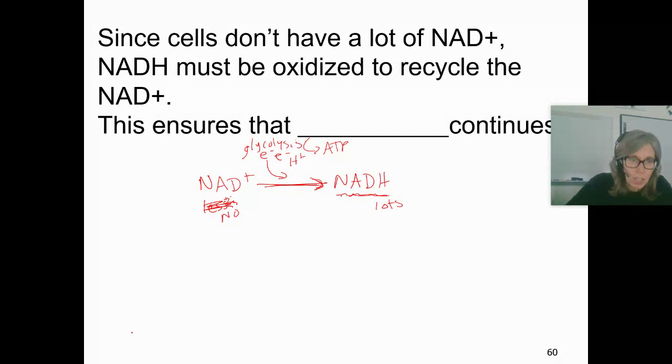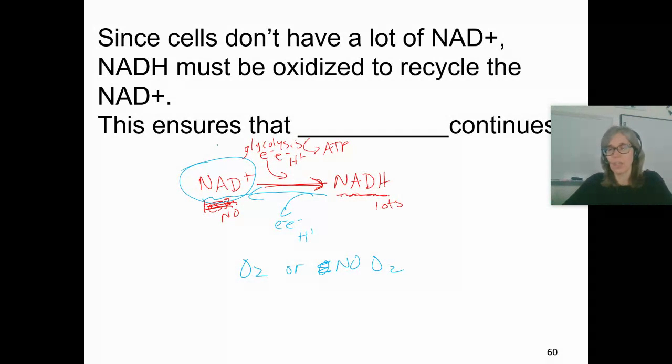So that's not good. So somehow you've got to find a way to get rid of those electrons and the hydrogen and get back to NAD+, right? And so the way that you do that depends on whether you have oxygen present or no oxygen present. So if you have no oxygen present, you're going to do something called fermentation or anaerobic cellular respiration. And if you have oxygen present, you'll do this other thing called aerobic cellular respiration. But either way, you've got to ensure that you're still making more of this so that you can do more glycolysis. So this ensures that glycolysis is going to continue.